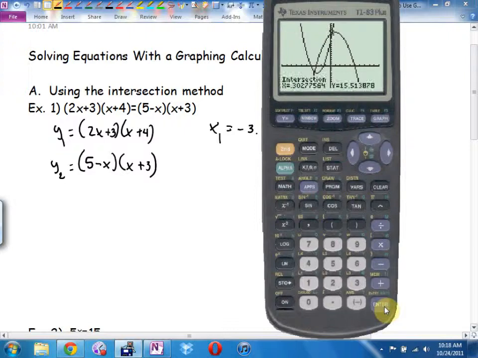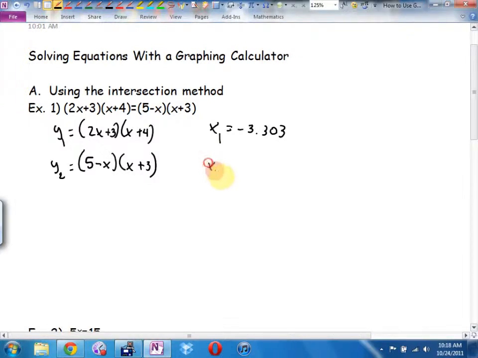And I get positive 3.02775. The second X value is positive 0.30.